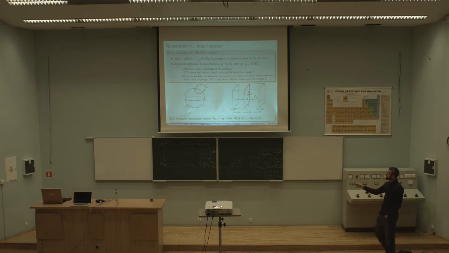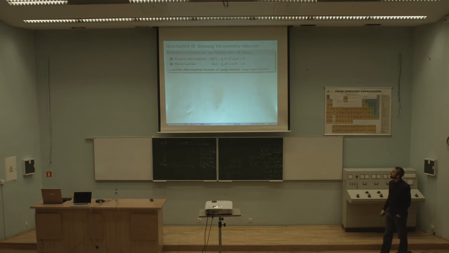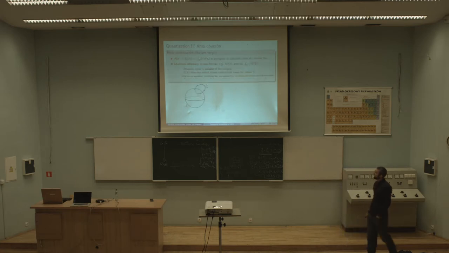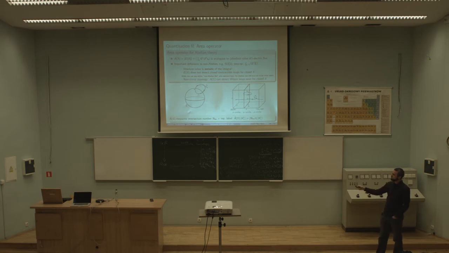So this is this operator here, this area operator, how it works. And now let's just impose our reduction constraints. So we want to impose spatial diffeomorphism invariance and Gauss law invariance. Gauss law invariance is kind of trivial. You only consider closed loops here because we know that they're gauge invariant.